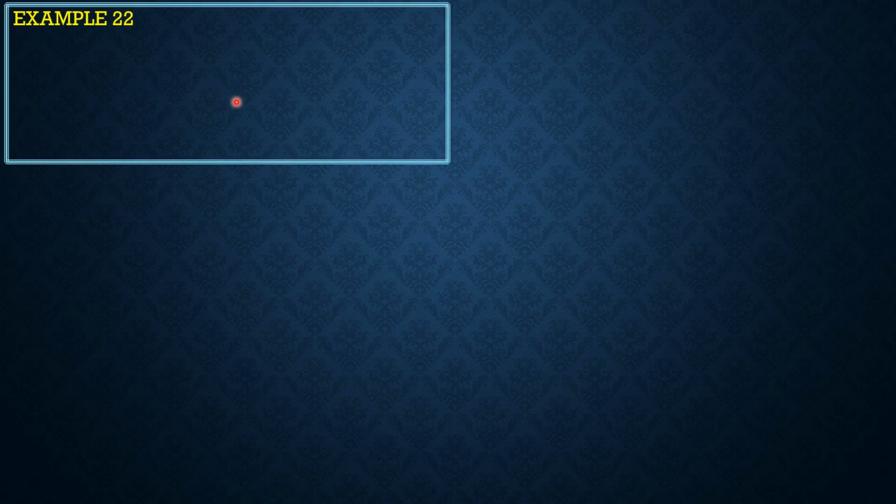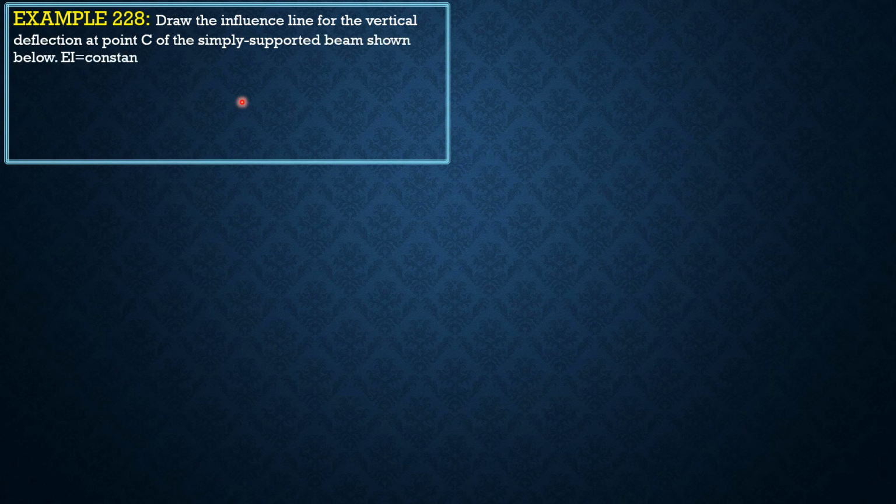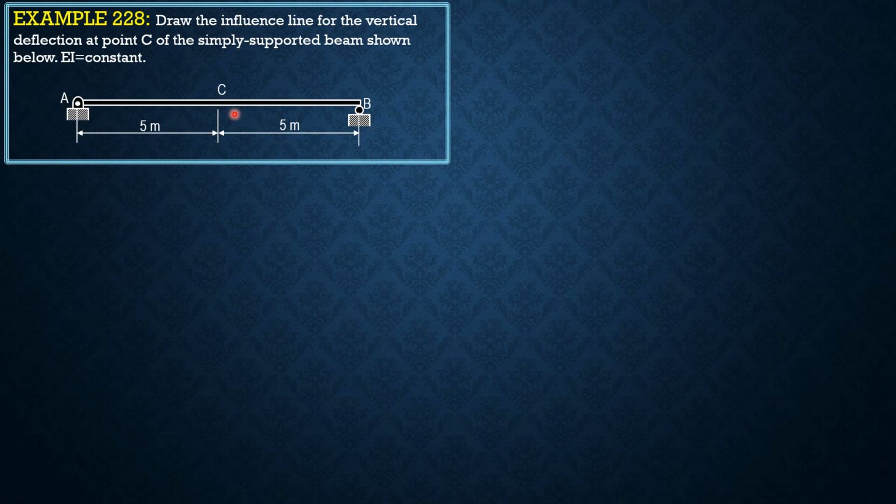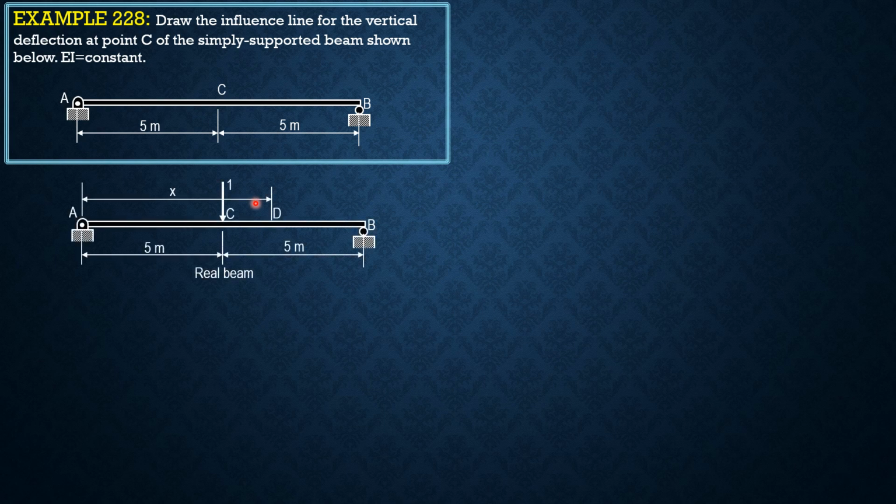Subscribe. Draw the influence line for the vertical deflection at point C of the simply supported beam shown below. EI is constant. So here's the beam. C is at the center of the beam. So the reactions when the load is at C would be 0.5 at A and 0.5 also at B.